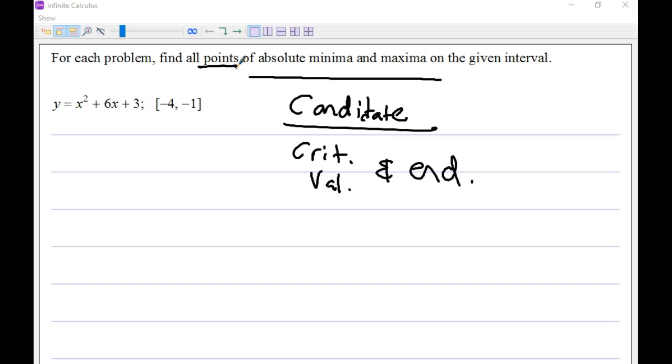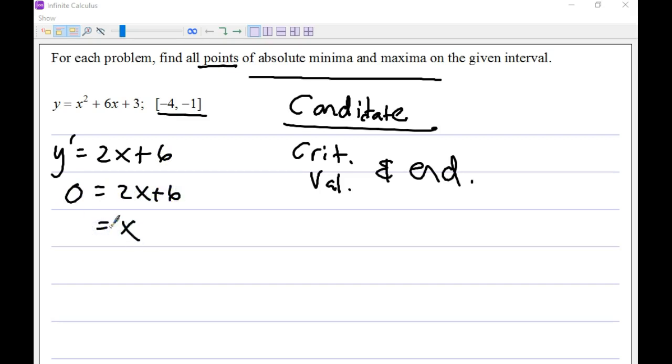All right, so here we go. The endpoints are obviously -4 and -1. Let's go ahead and find the critical values. Critical values are where the derivative equals 0. And that would be at x equals what? -3. Okay.